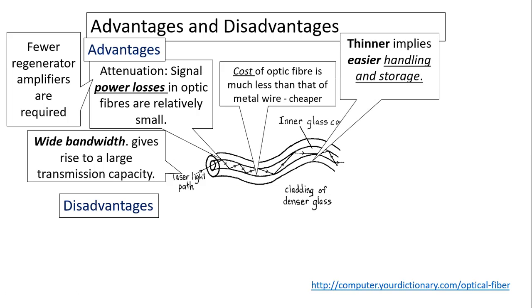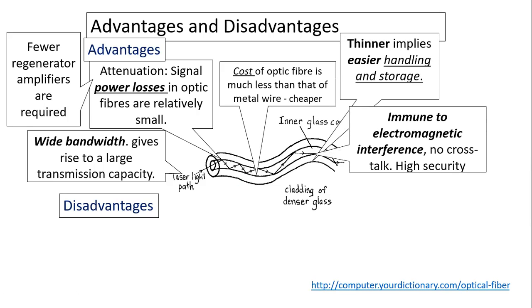Thinner implies easier handling and storage. If it's thin, it's easy to carry around. Not like copper wire, so heavy. And then store, you don't need to be so expensive because it's thinner. Right? Storage should be easy. No, you don't need to have an expensive warehouse.